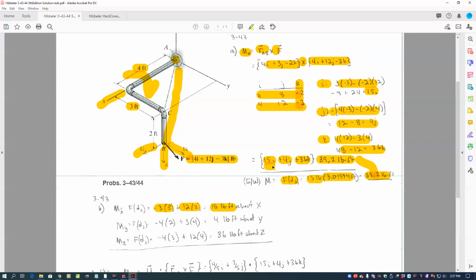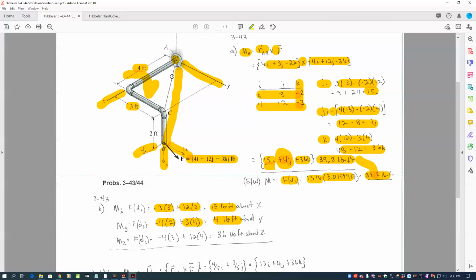About the y-axis, anything parallel to the y, the 12, wouldn't cause any rotation or moment, but the 3 would. The 3 times 4 is a positive, but the 4 would be a negative one. Minus 4 times the perpendicular distance of 2, or 4 times 2. And the difference between those, minus 8 and 12, is a positive 4. That's what we got here using the cross product, positive 4 about the y.